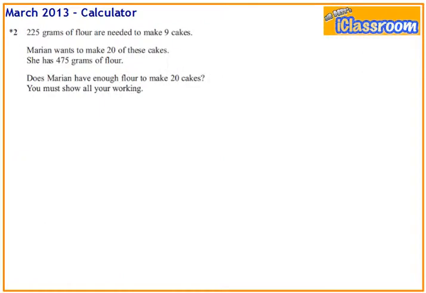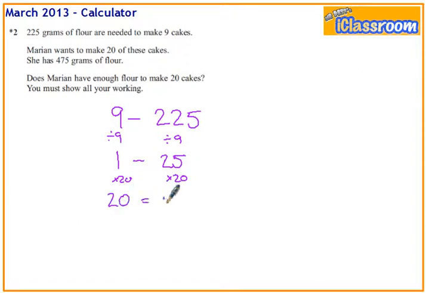Okay, on to question 2, which is one of my favourite how much for 1 questions. It's a question about cakes, and we know that we can make 9 cakes with 225 grams of flour. We want to make a total of 20 cakes. Well, how much for 1? If I divide both of these by 9, I find out that for 1 cake I need 25 grams of flour. We want to make 20, so I can now multiply by 20 to find out that for 20 cakes I would require 500 grams of flour.